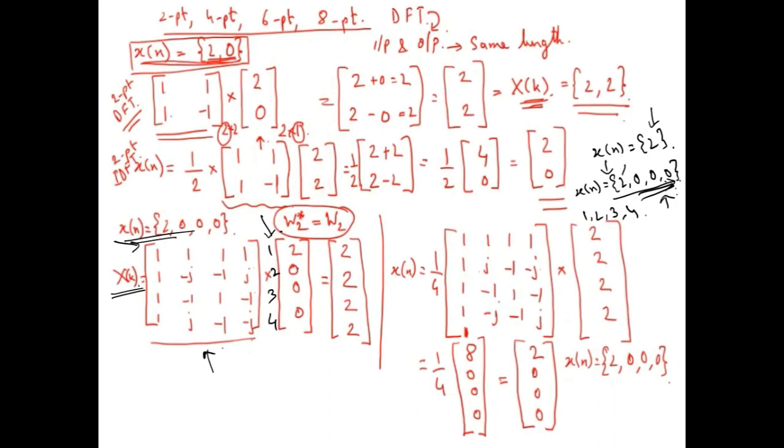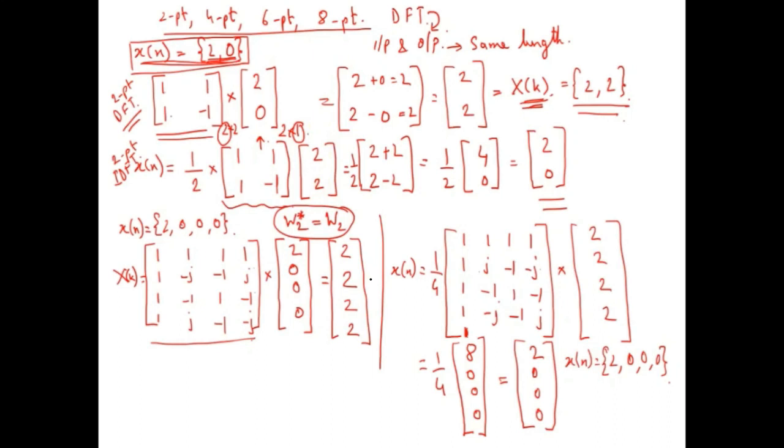Now next, matrix multiplication. 1 multiplied by 2 plus 1 multiplied by 0 plus 1 multiplied by 0 plus 1 multiplied by 2. So this would come in the first row. Okay. In the second row, what you will have? 1 multiplied by 2 plus minus j multiplied by 0 plus minus 1 multiplied by 0, j multiplied by 0. It comes in the second row, okay. Then what?